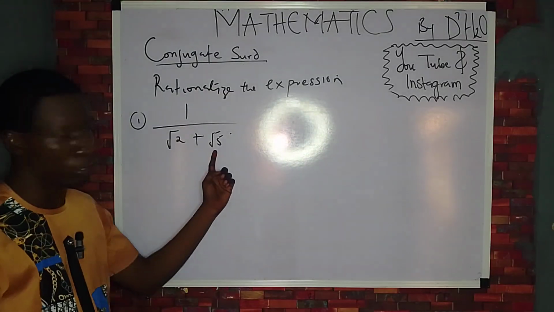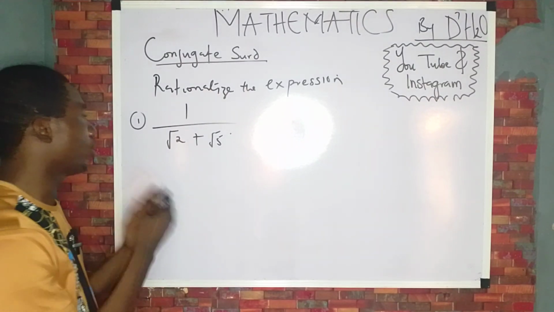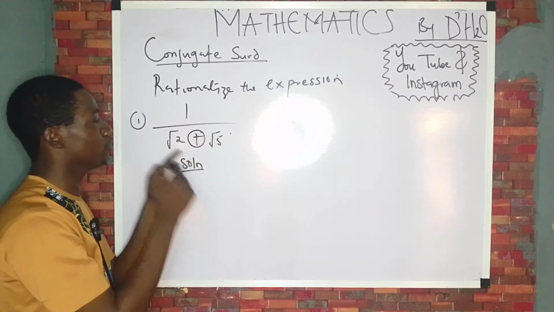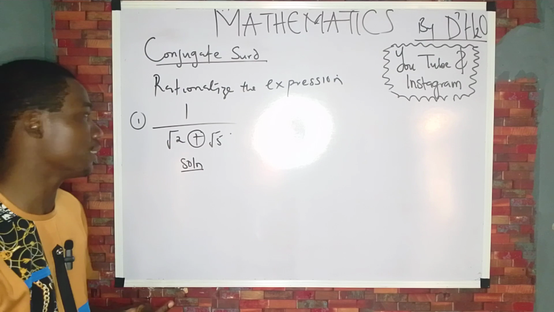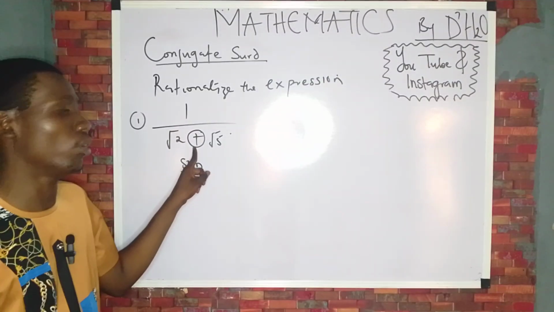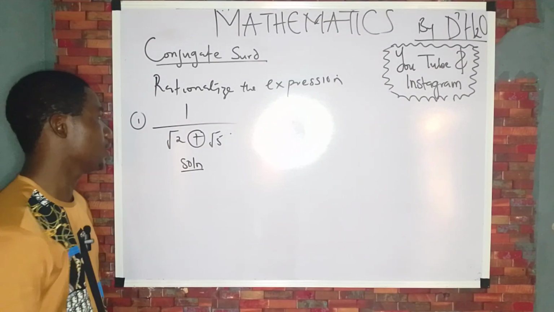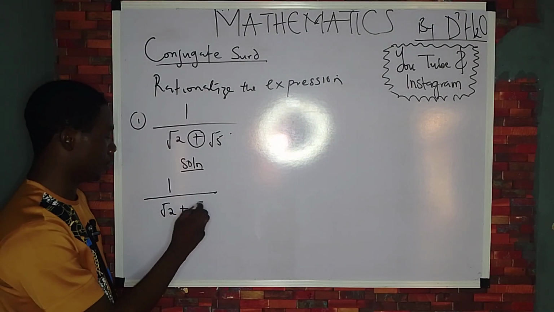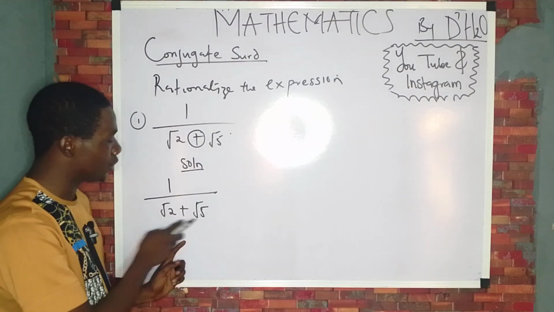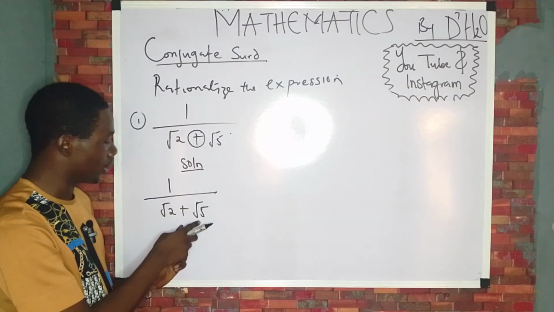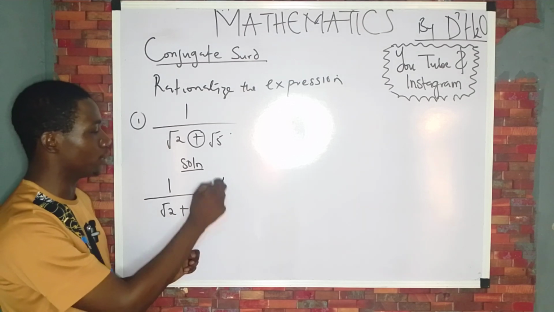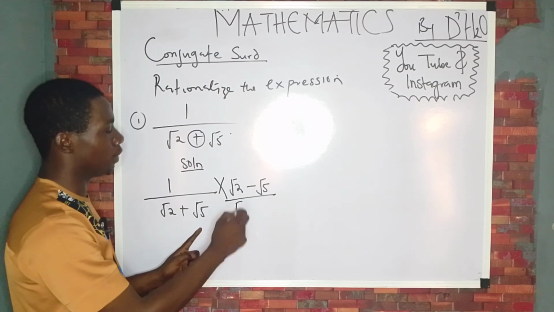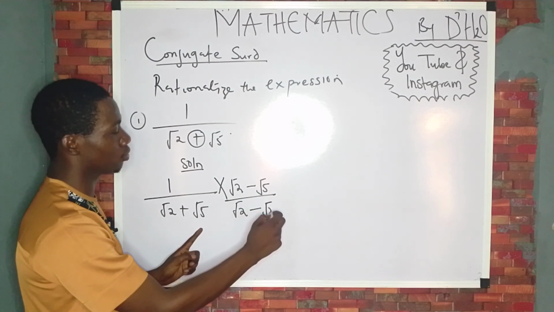First of all, what is the conjugate of this denominator? The conjugate of this denominator means to change the sign from what it is to the opposite sign. And here, what we have is plus, so we'll turn it to minus. And then we have 1 over root 2 plus root 5, and we are rationalizing with this conjugate. The conjugate is root 2 minus root 5. So we'll do times root 2 minus root 5 all over root 2 minus root 5.